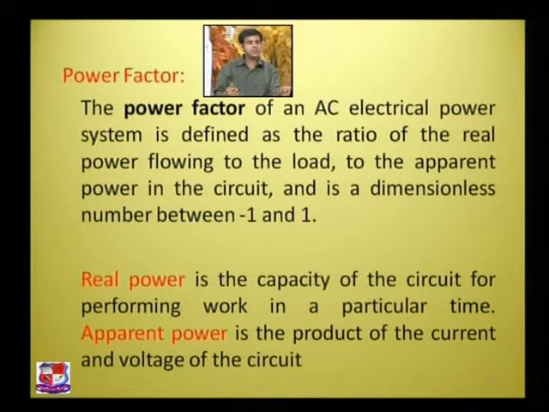Real power is basically the capacity of the circuit for performing work in a particular time, whereas apparent power is the product of current and voltage of the circuit. In some books, the power factor is written as the ratio of resistance to the impedance of the circuit. So you can have one or two definitions of power factor. One is the ratio of real power flowing to the load to the apparent power in the circuit. The second one, you can take the power factor as the ratio of resistance to the impedance of the circuit.